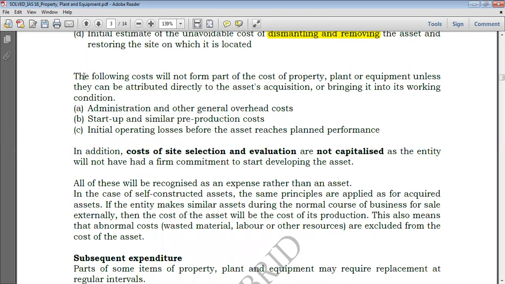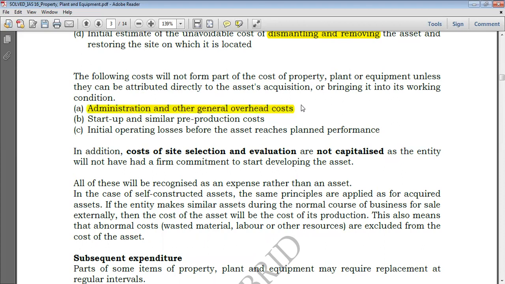So here we are told, the following costs will not form part of the cost of property, plant, and equipment unless they can be attributed directly to the asset's acquisition or bringing it to its working condition. So generally, these costs are not capitalized. They are just expensed to the statement of profit or loss. First, administration and other general overhead costs.